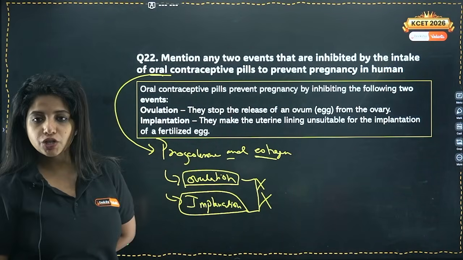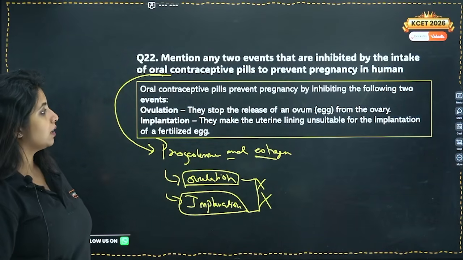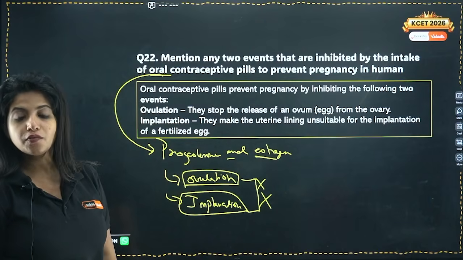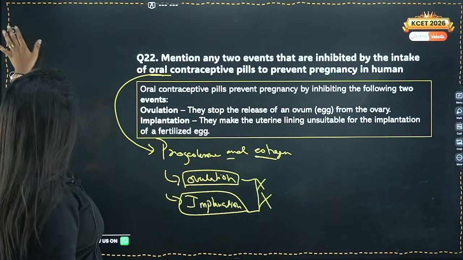So ovulation, they stop the release of ovum from ovary, and implantation is something that they again prevent. They make the uterine lining unsuitable for the implantation of the fertilized ovule. I hope you got it. Fertilized egg. Okay, not ovule.